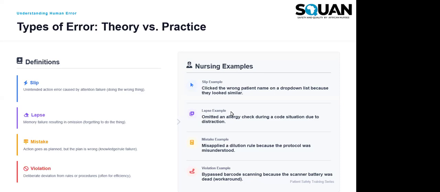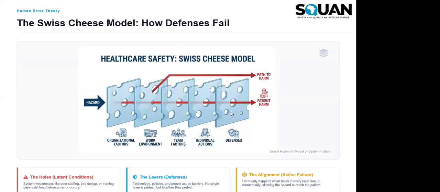So these are the different types of errors, looking at them as examples in practice. Moving on, any questions so far? Am I communicating, please? Yes, you are. Thank you very much.